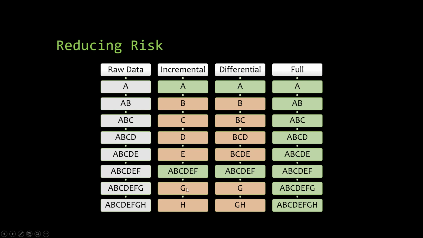Now the incremental starts over again with just G, because now it has a new full backup to fall back on. And then H. And the differential, the same thing, all the way through F, and then it just does G, and then it starts over counting the differences. G, H, now counting the differences to the last full backup.